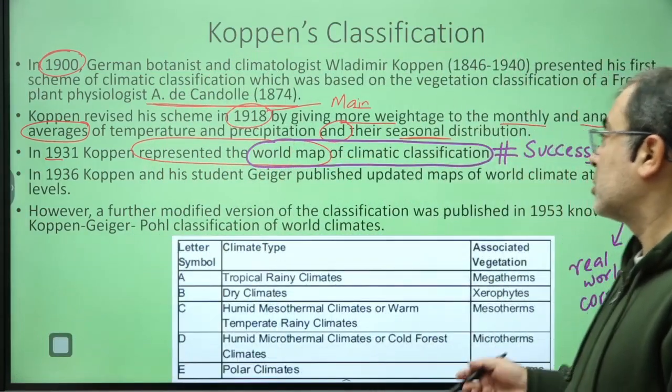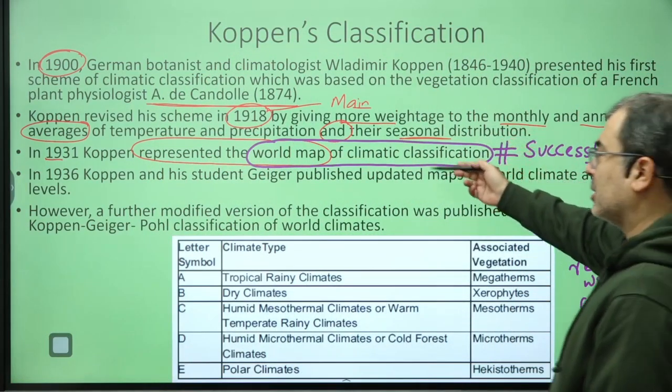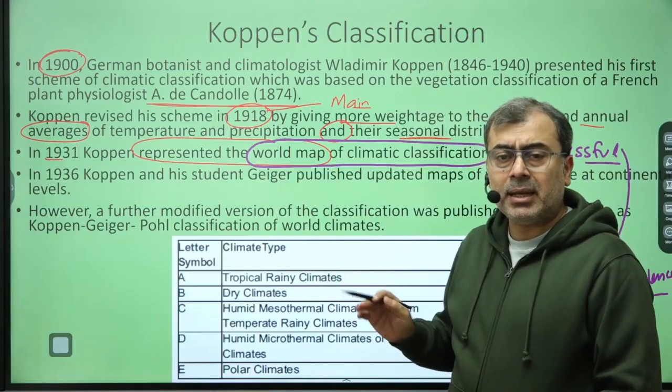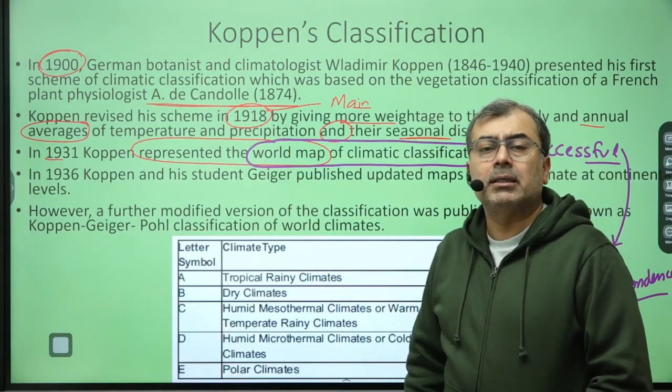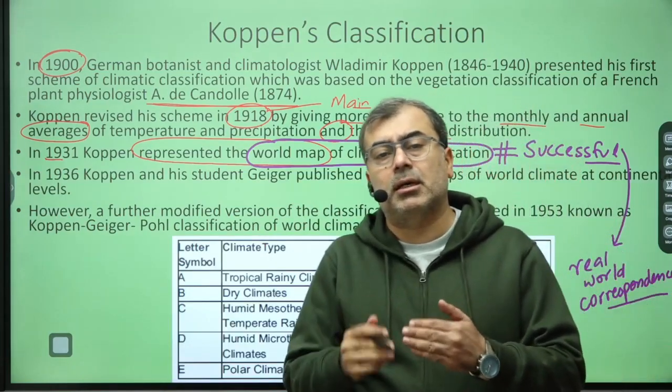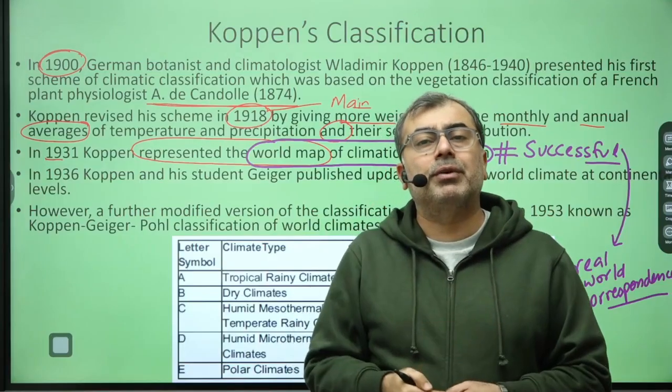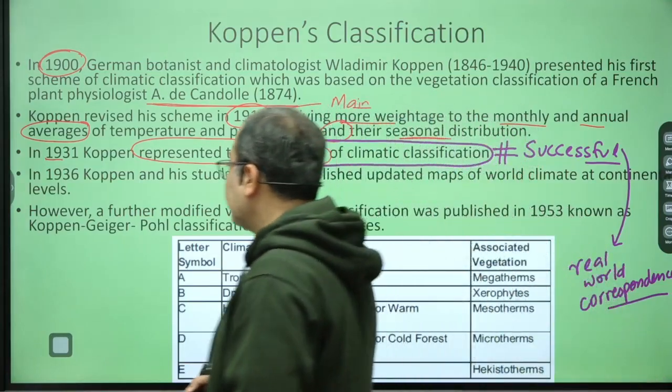In 1931 he gave this classification of 18 types and in 1931 he also made the map. And he said to all his critics, go and check these boundaries. You can see the climatic boundaries overlap with the vegetational boundaries. They are very much there.